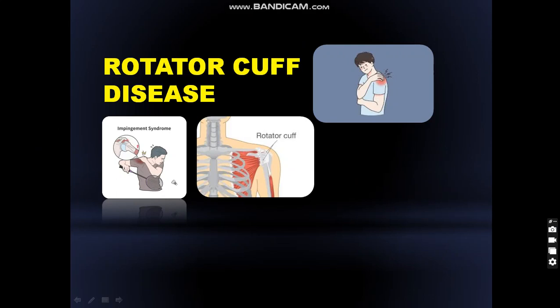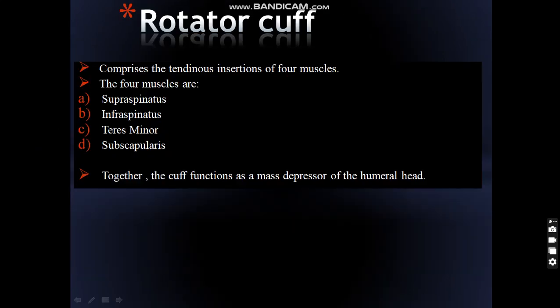Rotator cuff disease. Rotator cuff. It comprises the tendinous insertions of four muscles. The four muscles are supraspinatus, infraspinatus, teres minor, subscapularis. Together, the cuff functions as a mass depressor of the humeral head.